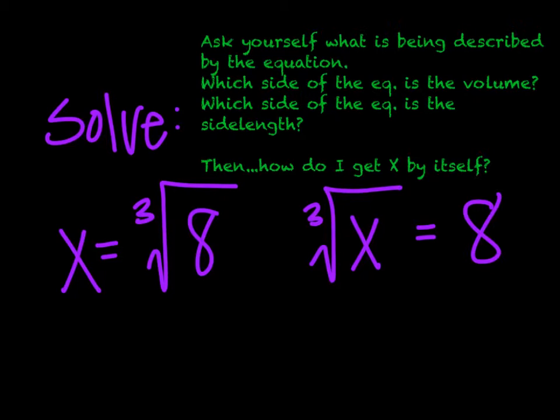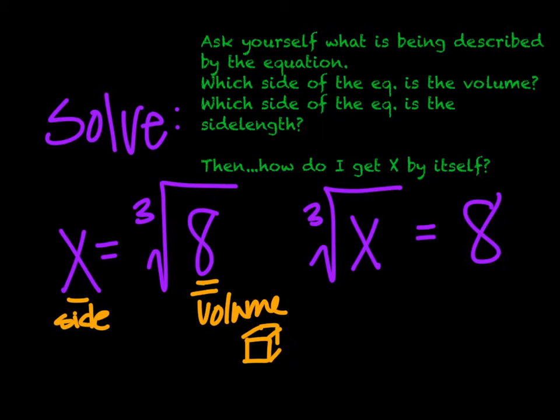So looking at this first equation, we have x is equal to the cube root of 8. 8 is our volume. And because we're taking the cube root of that, we know x is the side length. So if I have this 8 and I take the cube root of it, I'm going to get just the side length of it. It's like showing that I have this cube, and this cube has a volume of 8, and I just want one of the sides, which is going to be 2. So my x is equal to 2 units.